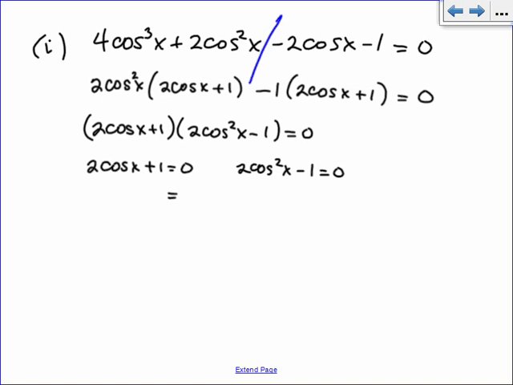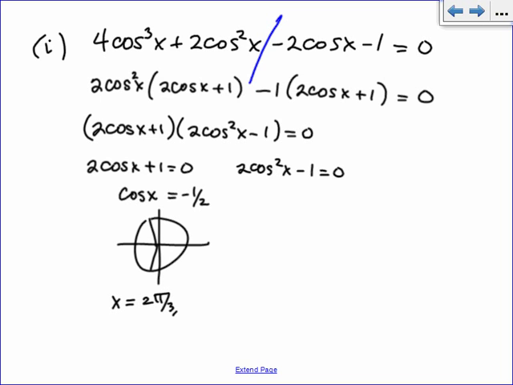So the first part's easy. You get negative 1/2 is equal to cosine of x. So that happens in the second and third quadrant. So x would be 2 pi over 3 and 4 pi over 3.